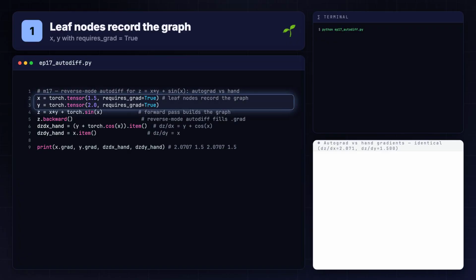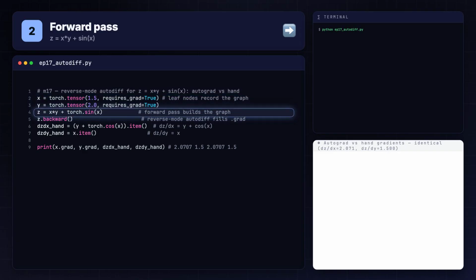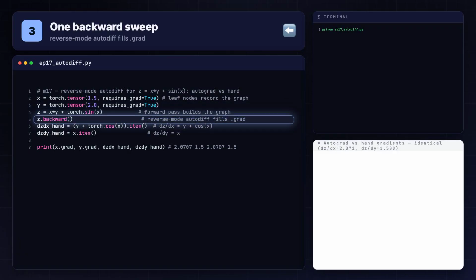First we set x and y as tensors with requires_grad on, so PyTorch starts recording the graph. We compute z forward. PyTorch silently stores every node and edge as we go. We call backward on z, which runs reverse mode autodiff and fills in the gradients on x and y.